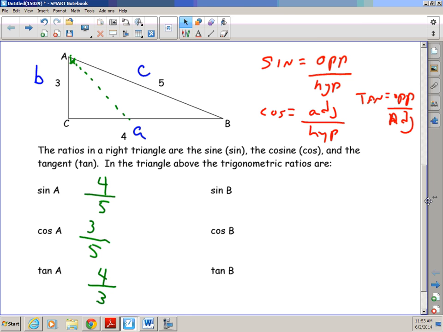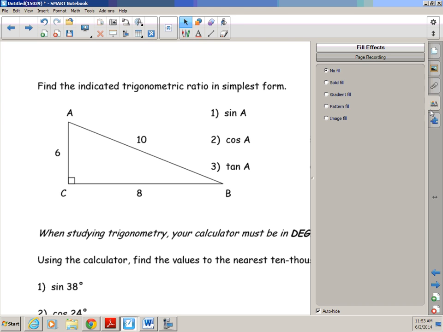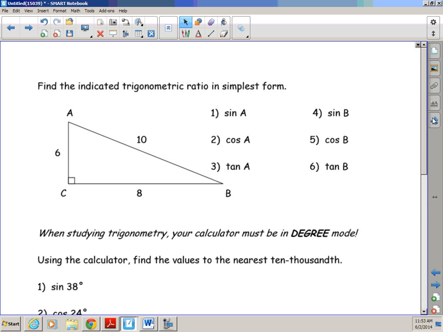Now we're going to do the same thing for angle B. Opposite to hypotenuse, adjacent to hypotenuse, and then opposite to adjacent. You are only dealing with the two acute angles. We don't use the right angle for any of these computations. Now, what we are eventually going to get to, not in this lesson, but in subsequent lessons, is using these ratios to figure out the lengths of sides or measures of angles.